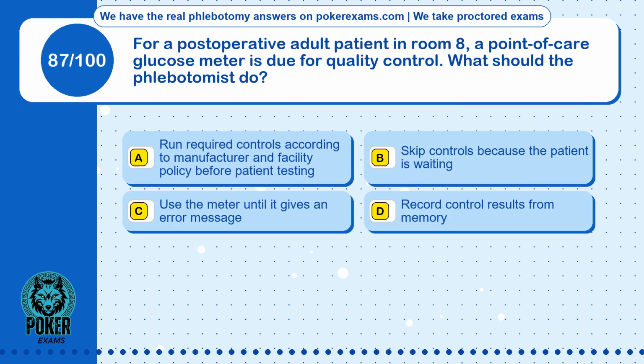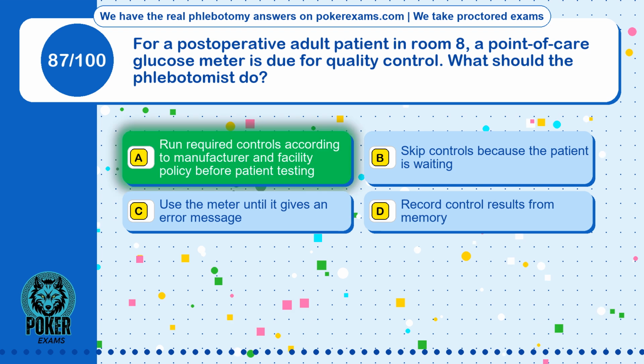Question 87. For a postoperative adult patient in room 8, a point-of-care glucose meter is due for quality control. What should the phlebotomist do? Option A. Run required controls according to manufacturer and facility policy before patient testing. Option B. Skip controls because the patient is waiting. Option C. Use the meter until it gives an error message. Option D. Record control results from memory.